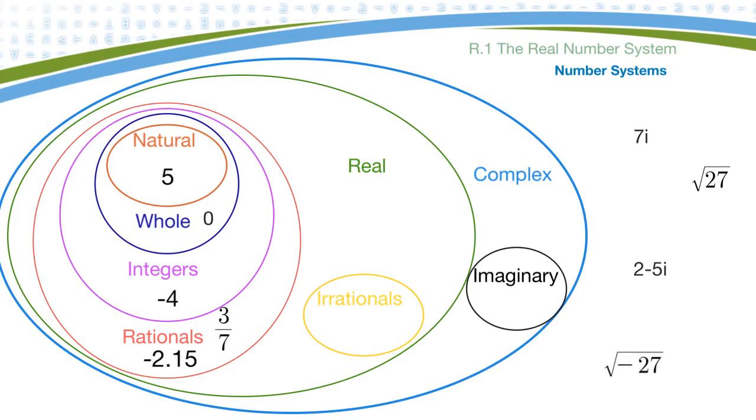It's also a real number, also a complex number. It's not an integer because integers are only those counting numbers that also include negative numbers. Okay, so negative 2.15, it's a decimal. It falls as a rational number, which is also a real and a complex.